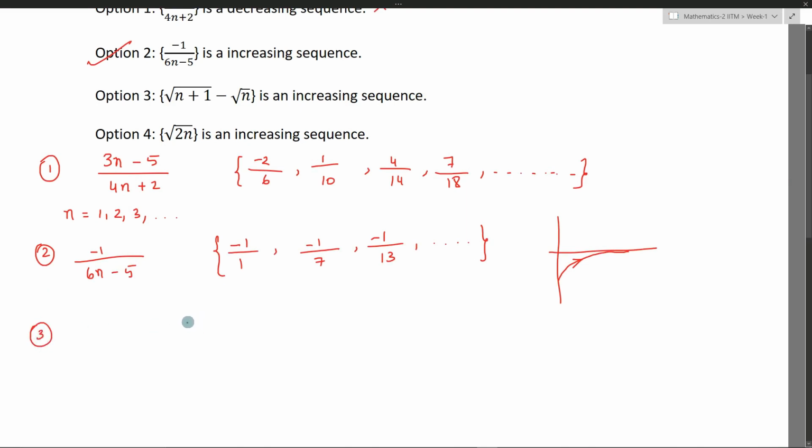Third one we have square root of n plus 1 minus square root of n. So if I substitute 1, I'll have root 2 minus 1, comma, I'll have root 3 minus root 2, comma, I have root 4 minus root 3, right? So this is neither increasing nor decreasing, right? So this is also wrong.